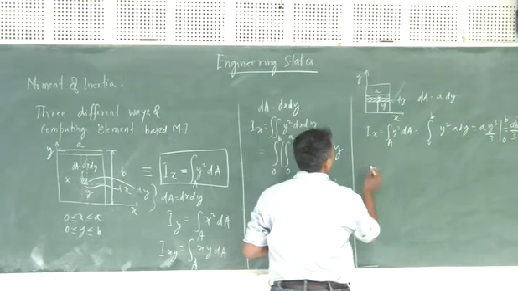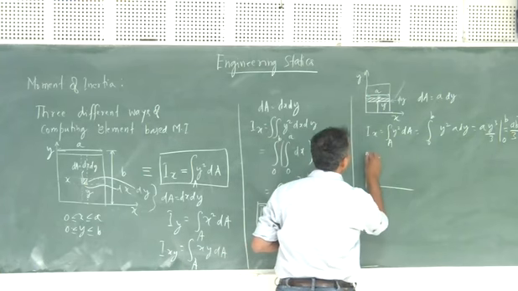Now let's try to compute the same thing by taking a third kind of element.